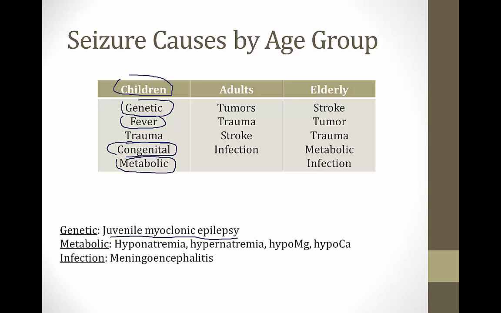So a metabolic problem that causes a seizure might be hypoxia, or some of these things I've drawn down here like hyponatremia and hypernatremia, low magnesium or low calcium. In adults, tumors are very common causes of seizure, followed by trauma, stroke, and then infections like encephalitis and meningitis. And then in the elderly, stroke becomes one of the most common causes, followed by tumor, trauma, metabolic causes, and infection.